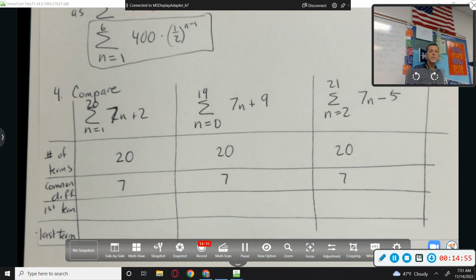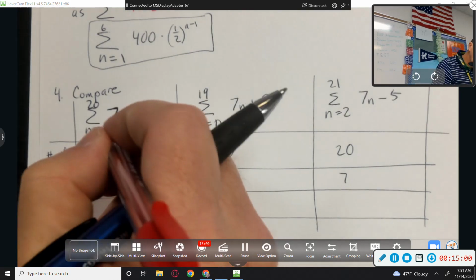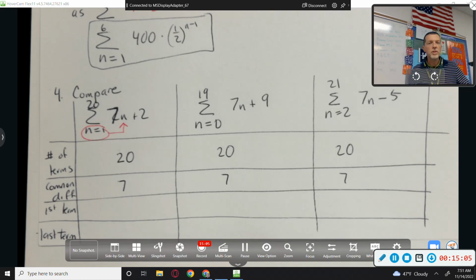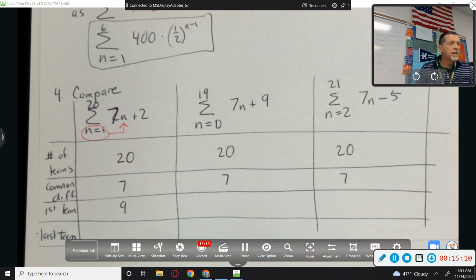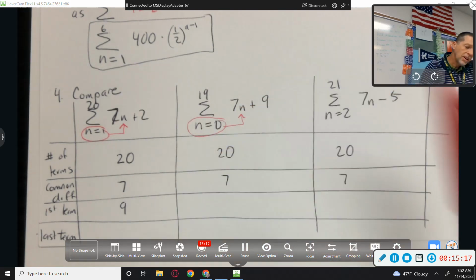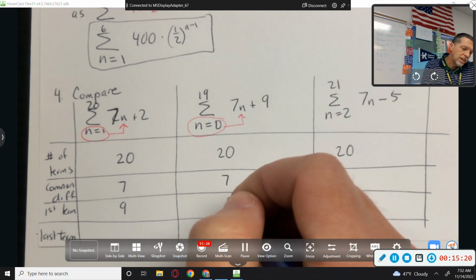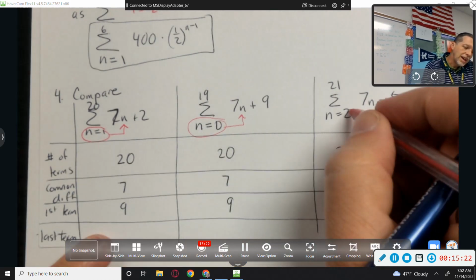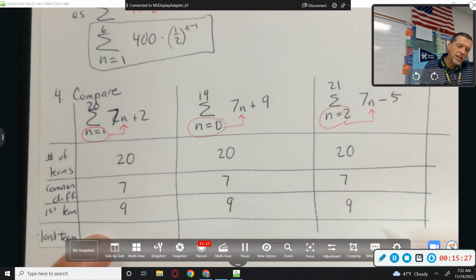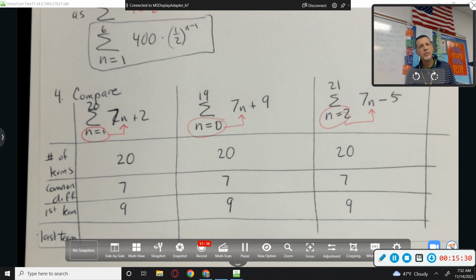First term, that just means plug in whatever the bottom limit is, the lower limit. So 7 times 1 plus 2 would be 9. What about on the second series? If I plug in the bottom limit there, 9. And then on my last term, if I plug in 2, I get 9. Interesting.